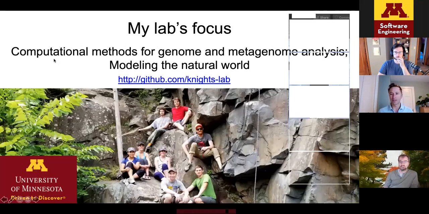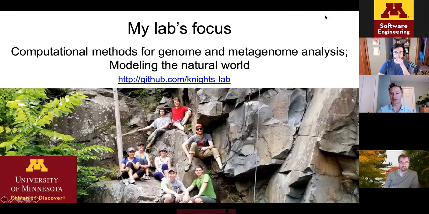So my lab is working on computational methods for genome and metagenome data, and also, more generally, just modeling the natural world. And I'm also a puzzle enthusiast, like to do Rubik's Cube and all of those sequential movement puzzles.